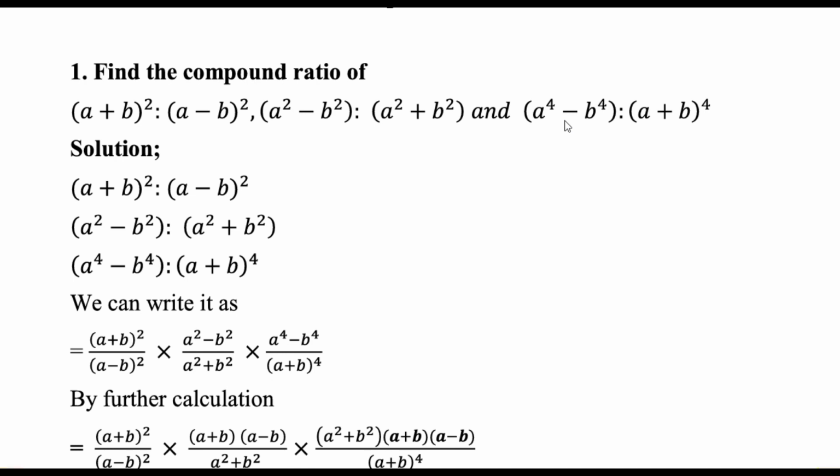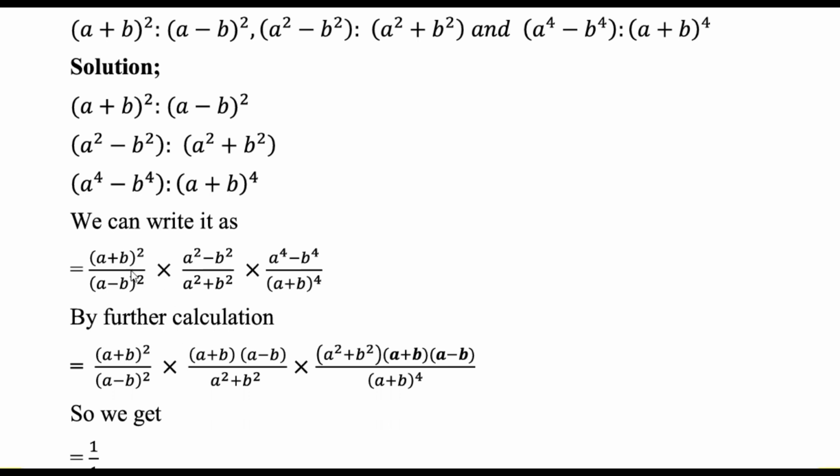So (a plus b) square is to (a minus b) square, I will write this one. After that we can just multiply: (a plus b) square divided by (a minus b) square, into (a minus b) square divided by (a square plus b square), into (a to the power 4 minus b to the power 4) divided by (a plus b) to the power 4. I will write it in the multiplication form.